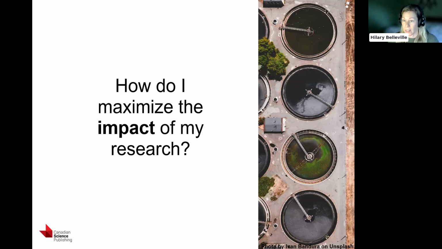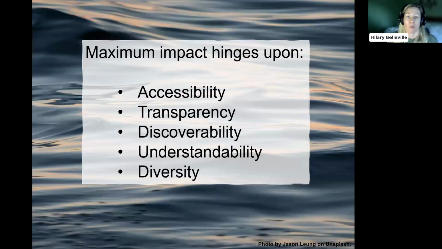So this sounds great in theory, but how does a researcher maximize the impact of their work in reality? So when we talk about impact, we're thinking about how to maximize the reach and effect of the research. So to be able to achieve this, research needs to be accessible.